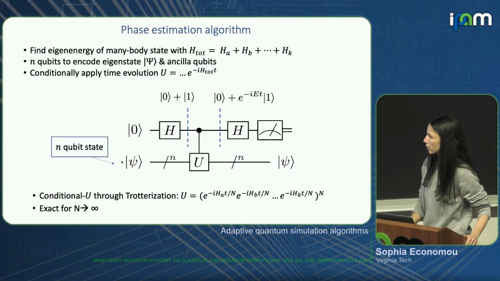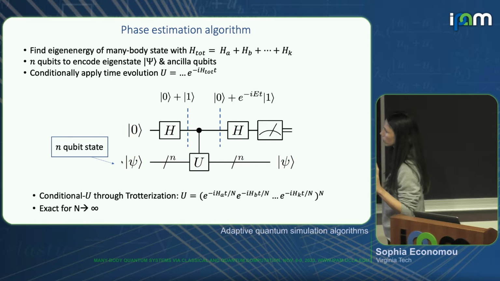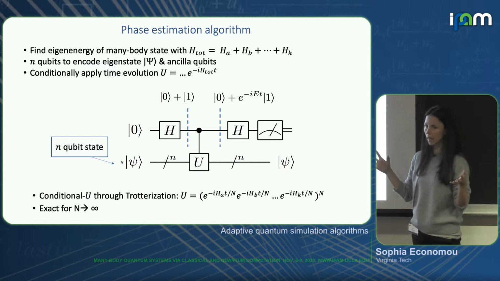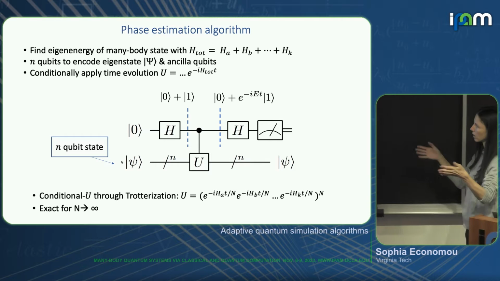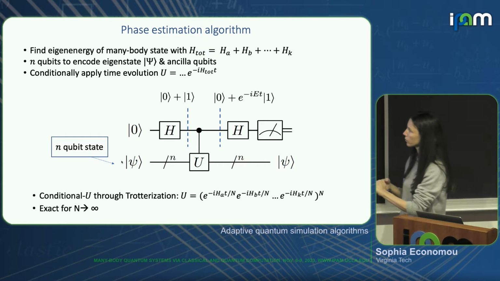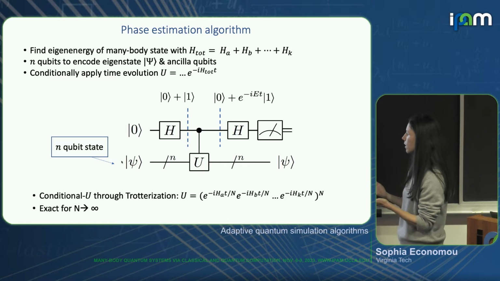Now, there's some subtleties with this. One is that this conditional U operator is a very nasty thing because I have this many-body Hamiltonian with many, many terms, and many have long strings of Pauli operators. And then I want to exponentiate it.